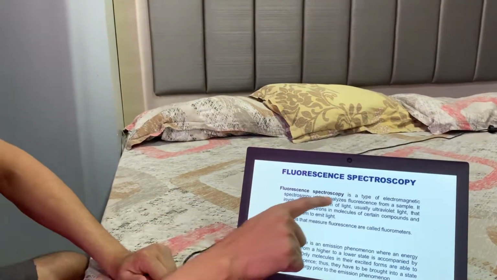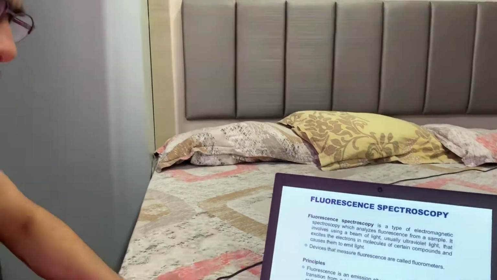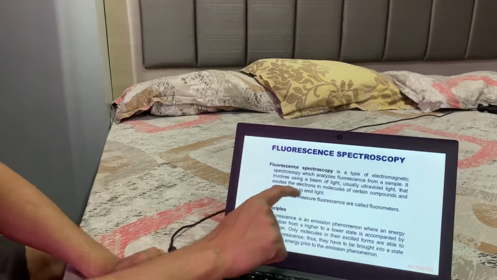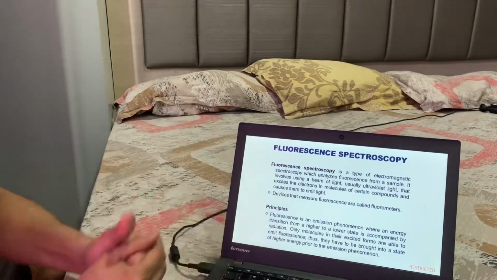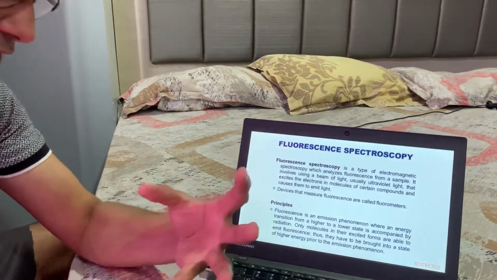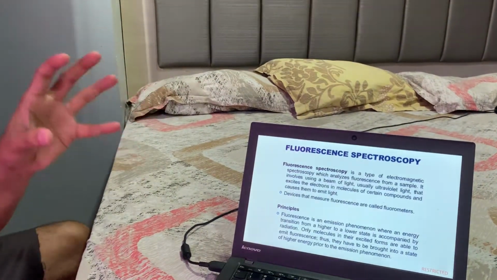So what does it do? It involves a beam of light, the same as in normal spectrophotometry. Mostly it is ultraviolet, because it is a high energy level that excites the electrons within the compound, and then it causes them to emit light. The devices which measure this are called fluorometers. So this is the basic understanding of fluorescence spectroscopy.